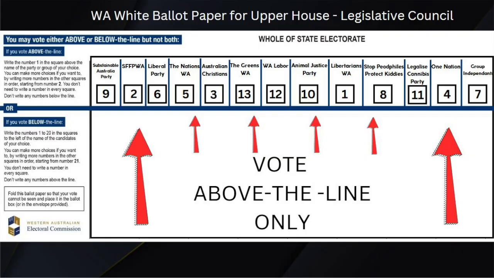So this seems to be a good strategy. They're saying put Libertarians WA first, followed by the Shooters and Fishers, the Christians 3, One Nation 4, the Nationals 5, and the Liberal Party 6. And I'm told from the video that is designed to maximise the preferences from the minor parties. And after number 6, they have the 7, which is the group independents.